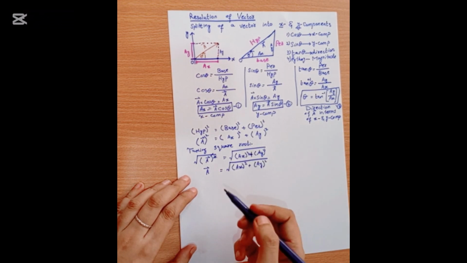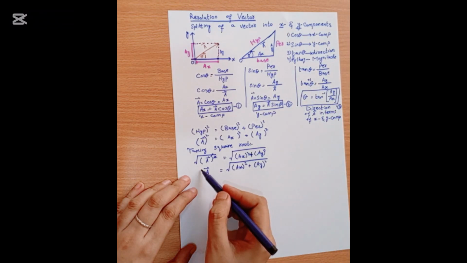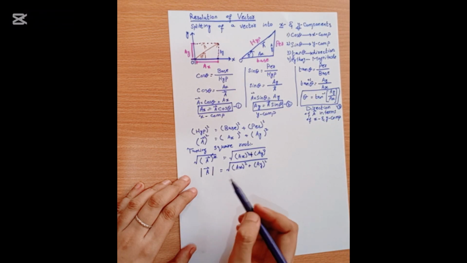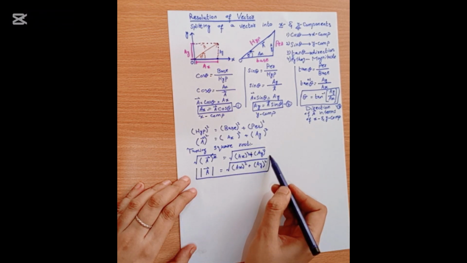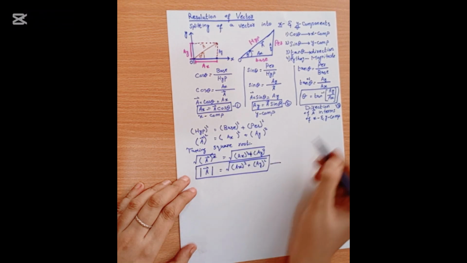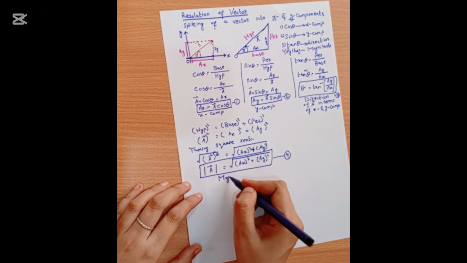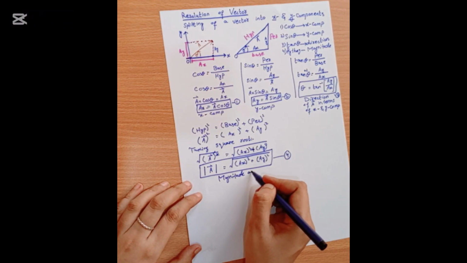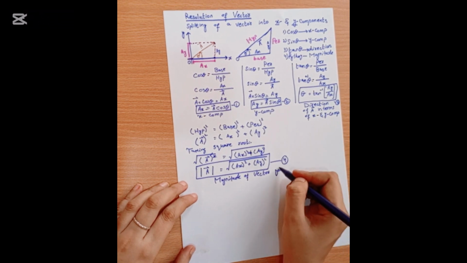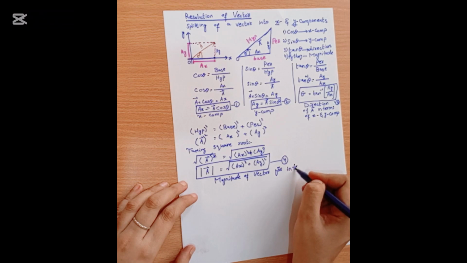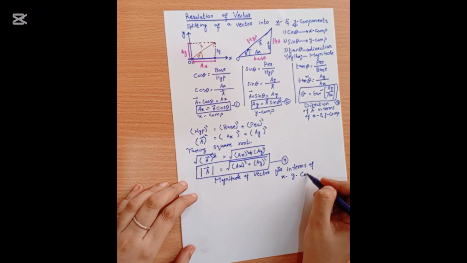For what were we going to solve this? We were going to solve this for magnitude. So for magnitude, we always put modulus along the vector A. We get the equation, and now this equation, say this was equation 3, say this is equation 4, stands for magnitude of vector in terms of x and y components.